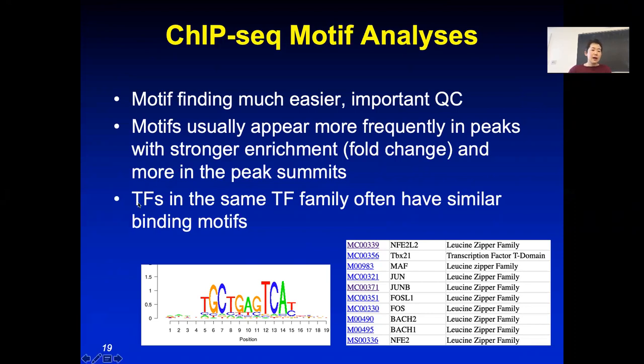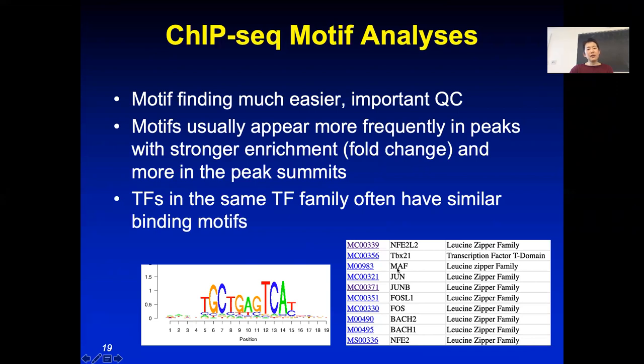This is because transcription factors usually form families. You can see this is the leucine zipper family. Different members of the same family very often have very, very similar motifs. So sometimes when you do motif finding, you might find the correct motif that you are chipping, but sometimes you will find the motif of another family member that binds to a similar sequence.